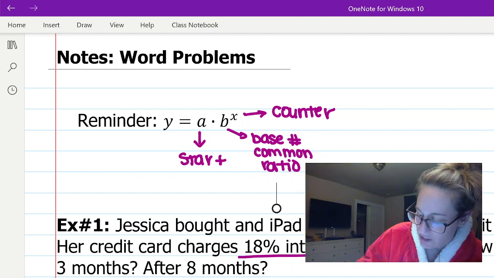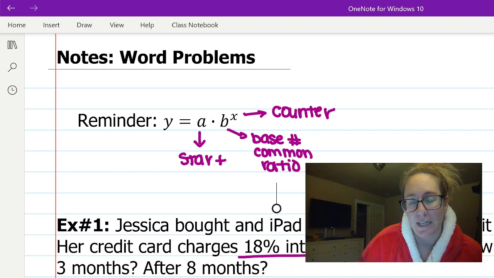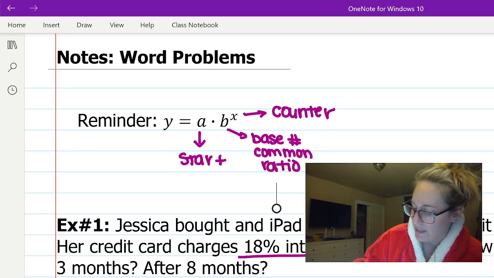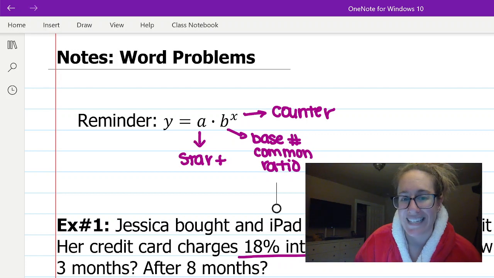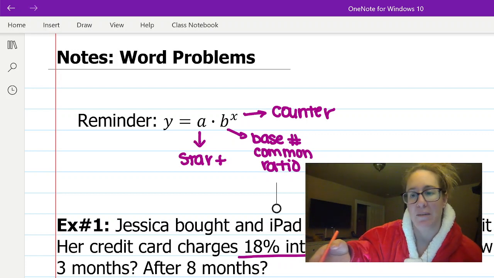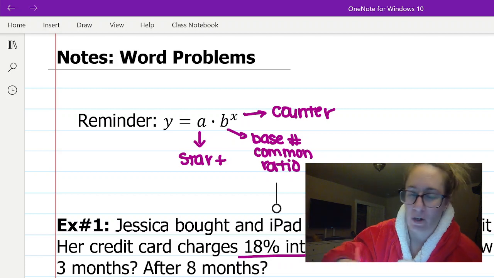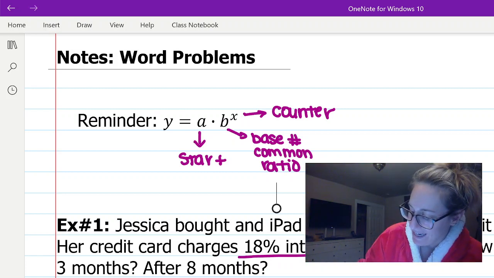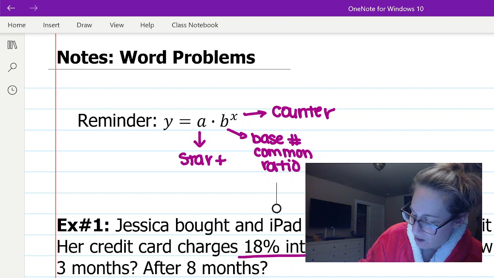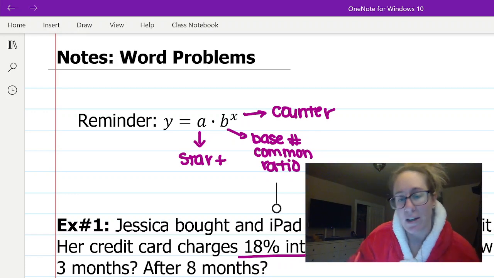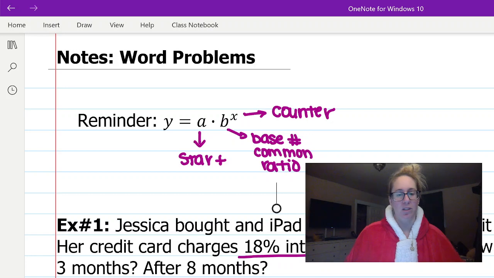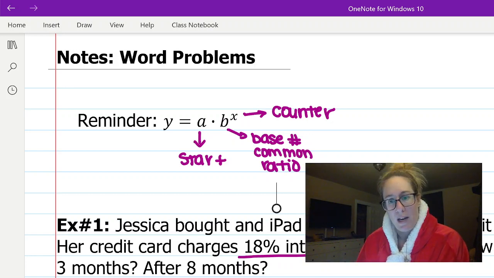Now we need to know our base number. This one says it's 18% interest. So we need to take that 18% and divide it by 100. That's going to give us 0.18. And our bill is increasing by 18% each month. They're charging us, so we're owing more. So this is an increase. So we're going to take 1.0 and add 0.18. And that gives us a b value of 1.18. That's how much we are increasing by, that 18%.